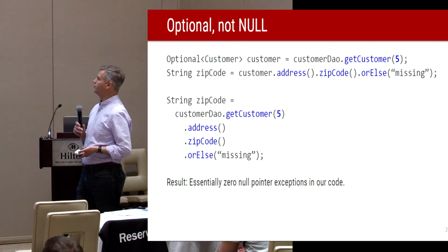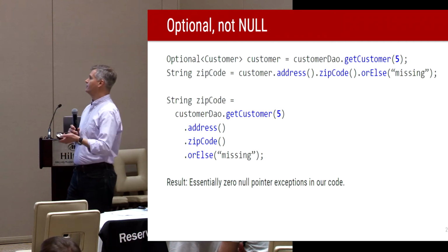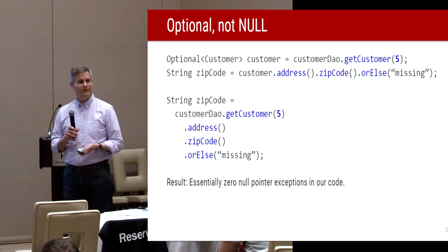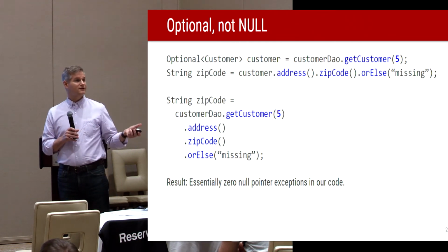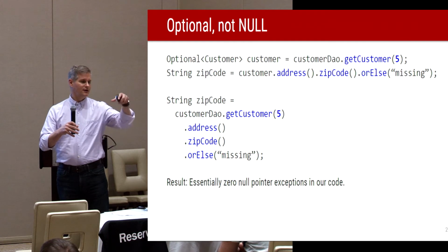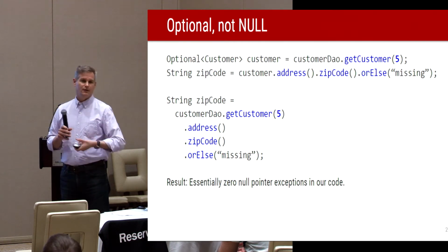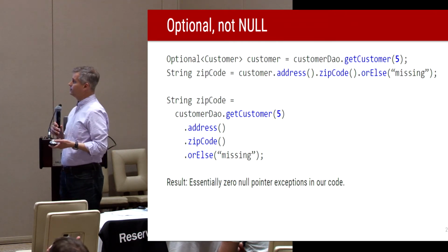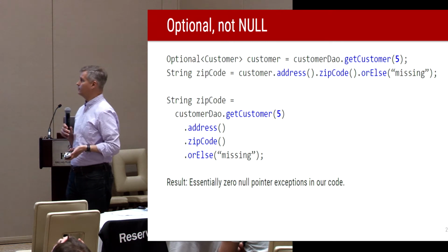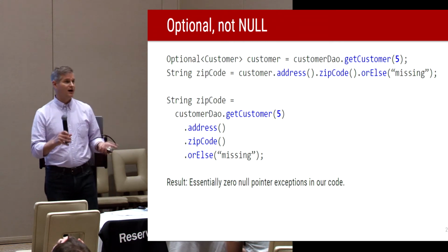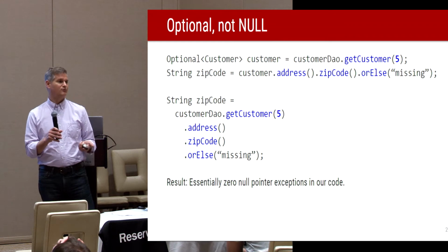I go to the customer data access object and say, for example, get customer number 5. Now maybe customer number 5 exists, in which case I get an optional, it's like a box, that has customer number 5 in it. But if the data access object looked it up and found out there was no customer number 5, it's going to hand me back a box that's empty. Okay? That's what optional empty means.